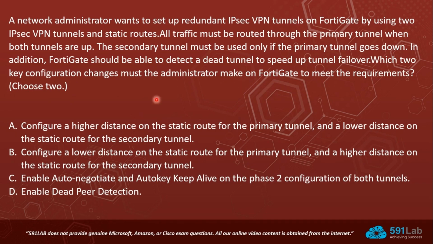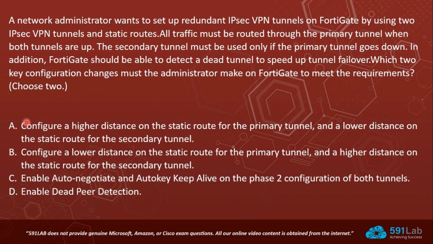Answer A. Configure higher distance on the static route for the primary tunnel and lower distance on the static route for the secondary tunnel. Answer B. Configure lower distance on the static route for the primary tunnel and higher distance on the static route for the secondary tunnel. Answer C. Enable auto negotiate and autokey keep alive on the phase 2 configuration on both tunnels. Answer D. Enable dead peer detection. For this question you have to select two answers. Let's find out the correct answer.